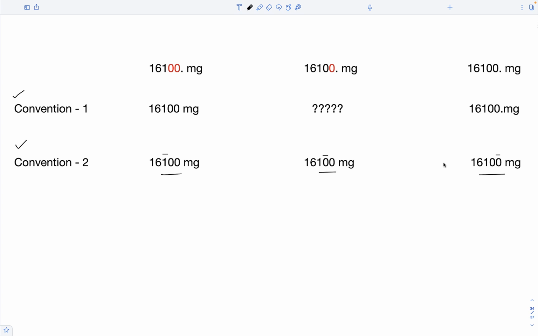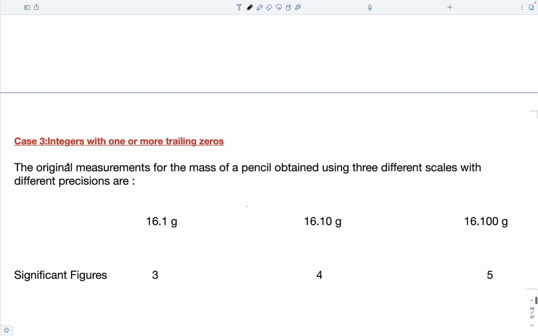So is there a way to convey the number of significant figures without any confusion and without depending on such conventions? I think there is a way. Remember, we ran into this confusion only in case of integers with trailing zeros. We did not have any problem with decimals, whether there are trailing zeros or not. We were able to figure out the significant figures without any confusion for any decimal.